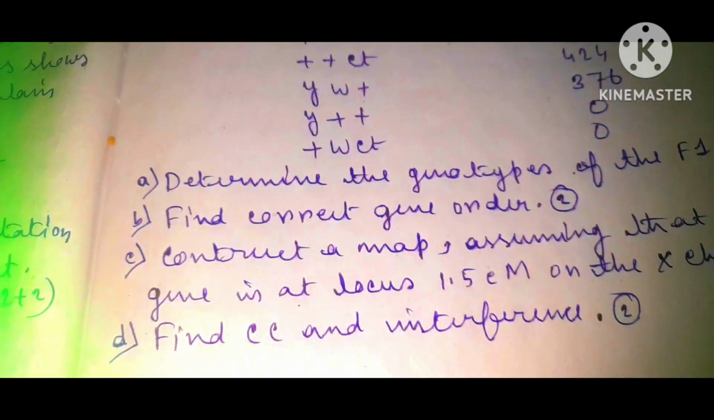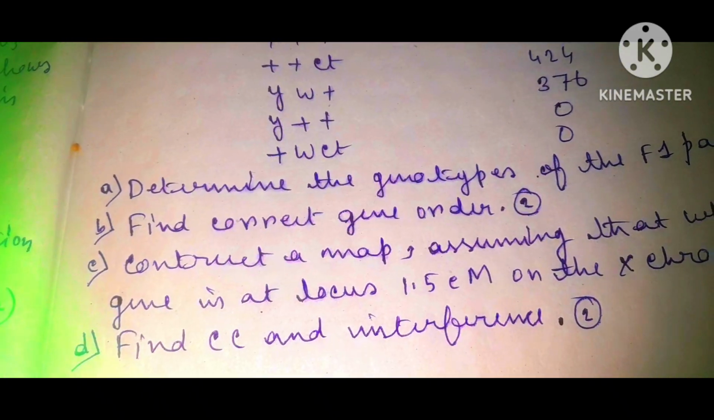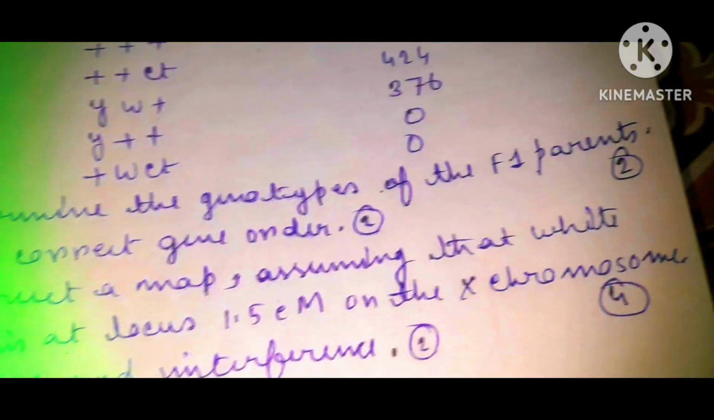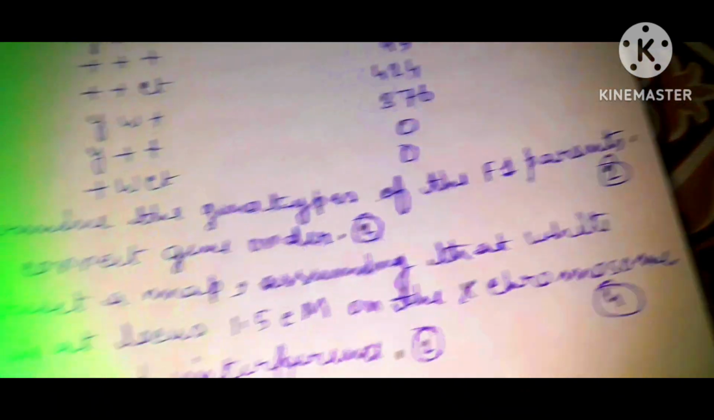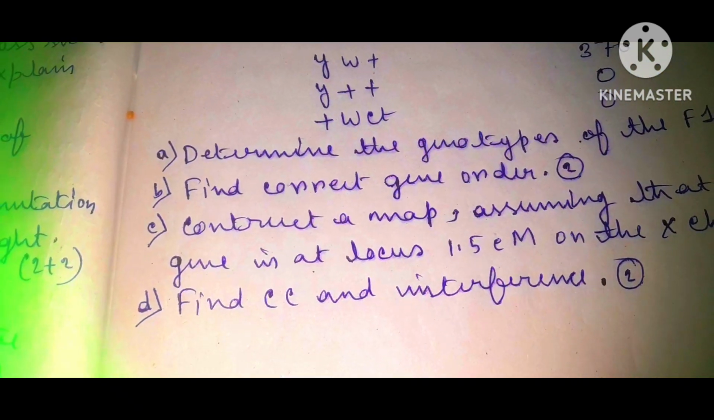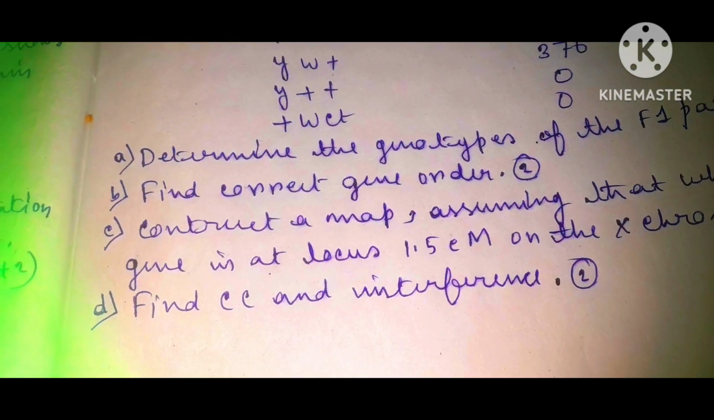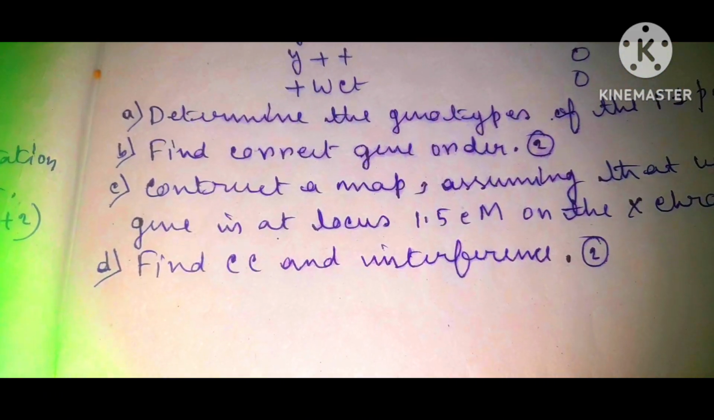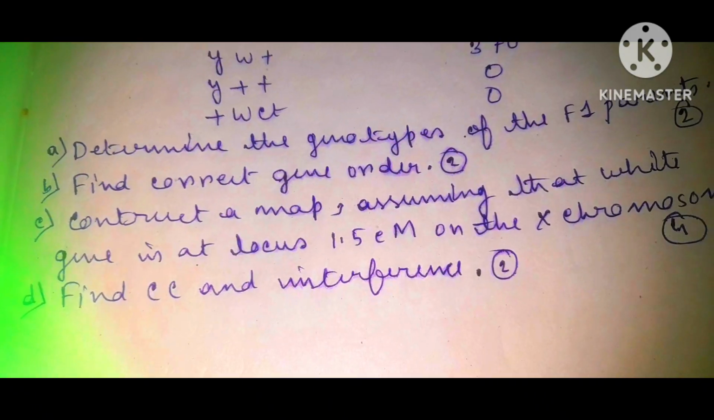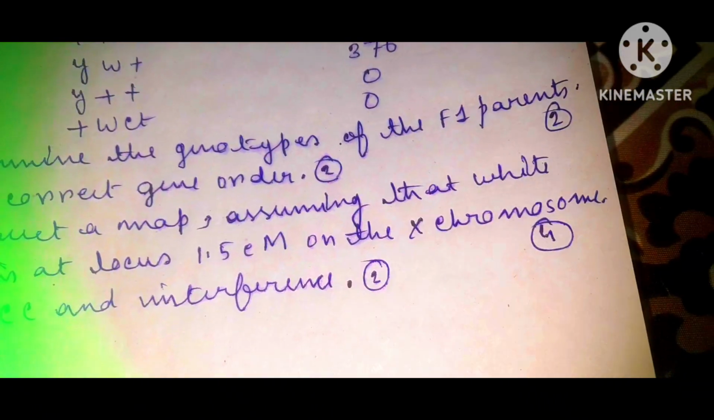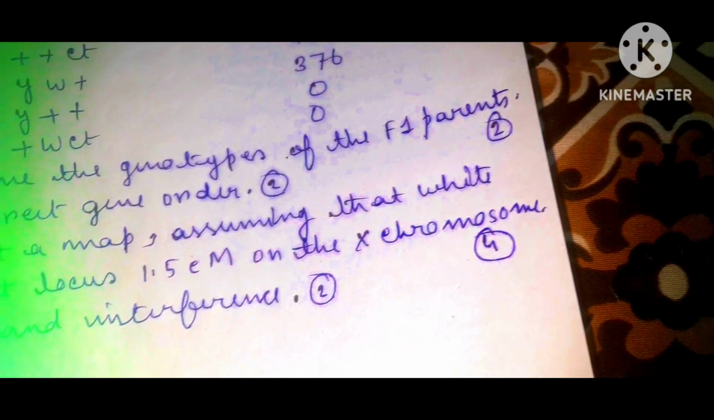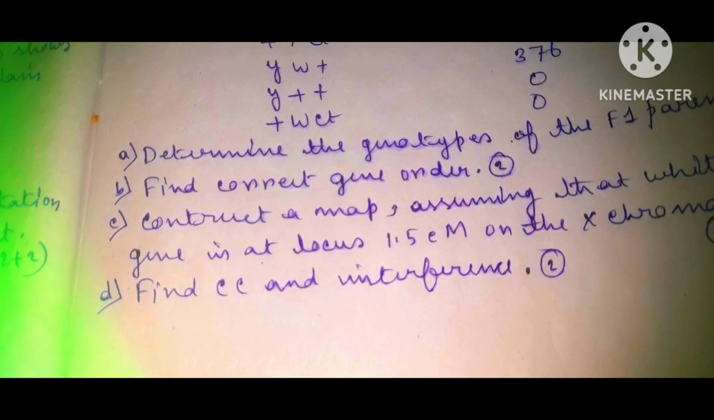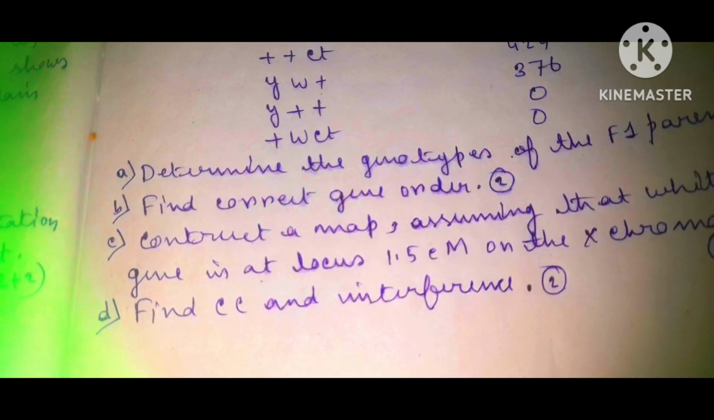From this genetic map, 4 problems. Number 1, determine the genotypes of the F1 parents, carrying 2 marks. Find correct gene order, carrying 2 marks. Construct a map assuming that white gene is at locus 1.5 cM on the X chromosome, carrying 4 marks. Find coefficient of coincidence and interference, carrying 2 marks.